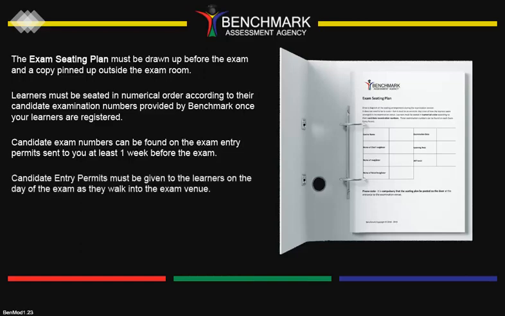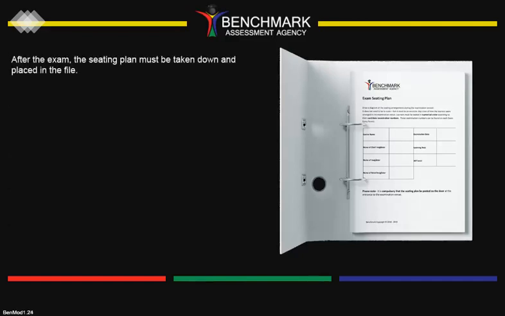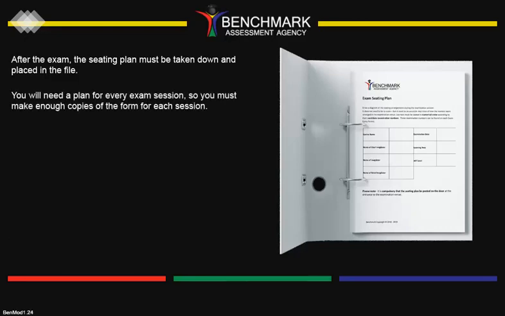Candidate entry permits must be given to the learners on the day of the exam as they walk into the exam venue. The Umalusi and/or Benchmark exam monitor will need to check whether candidates have their IDs and individual entry permits on their desk before commencing with the exam. Please note that it is an irregularity for candidates to be seated contrary to the seating plan. After the exam, the seating plan must be taken down and placed in the file. You will need a plan for every exam session, so you must make enough copies of the form for each session.